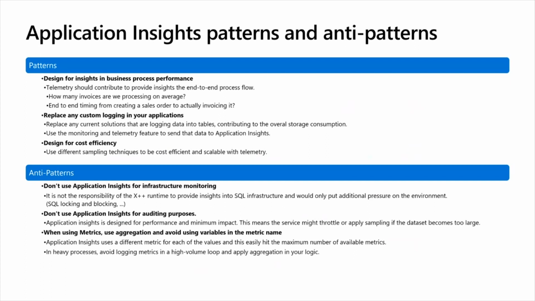Second one would be not using Application Insights for auditing purposes. This is also an important one. We see people, for example, using the database logging to gather some changes or updates to critical tables that they need to be providing information to auditors in order to prove who's able to change what. Well, don't bank on Application Insights to do this. And the simple reason is because of the third pattern to use, which is to design for cost efficiency.